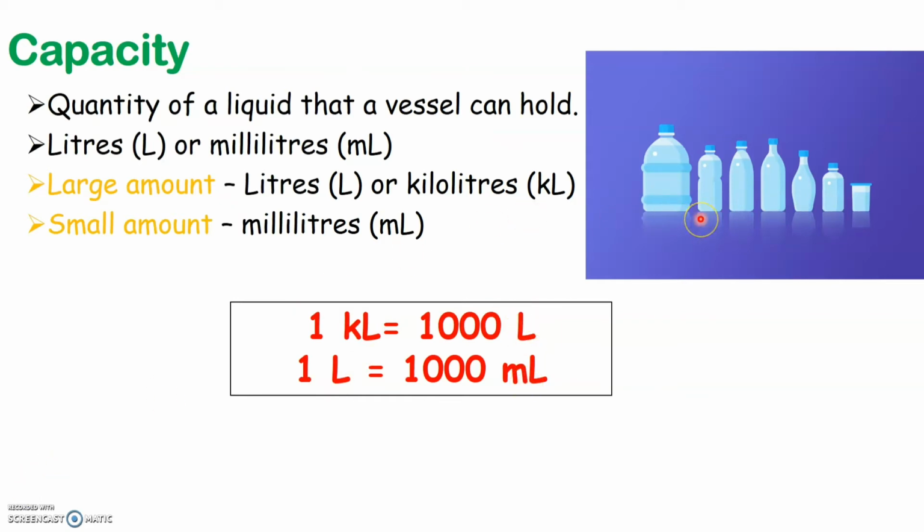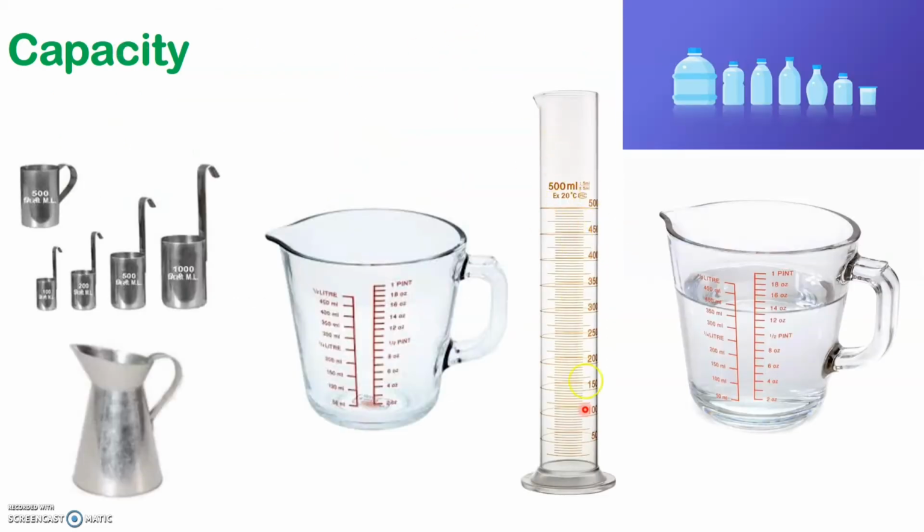Now, as you look into this picture, we see different containers with different amounts of liquid in it. Now, how do we know what is the amount or the quantity of liquid that is present in each of these containers? In order to know that, we need to measure capacity. How do we measure capacity? Capacity is generally measured with the help of measuring cylinders, as you see here, or with the help of measuring vessels. So as you can see, this is a measuring cylinder.